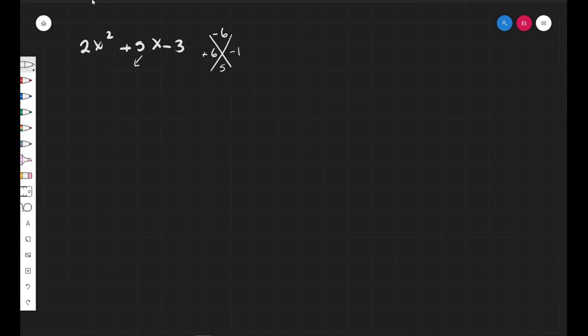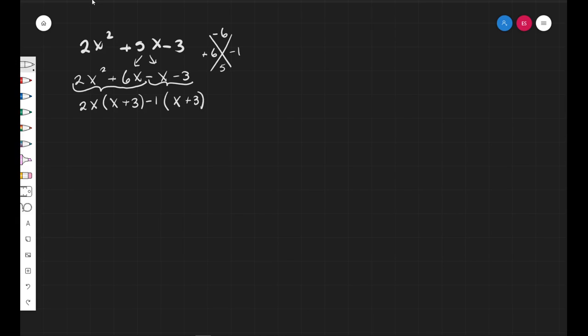So we can take 5x and split that into 6x minus x. Now instead of 5x, we're going to have 2x squared plus 6x minus x minus 3. When we take a look at these, we want to factor the first two terms. So 2x squared and 6x both have a 2 and an x in common. And when we factor that out, that's going to leave us with x plus 3. Negative x and negative 3 have a negative 1 in common. So negative 1 times x plus 3.